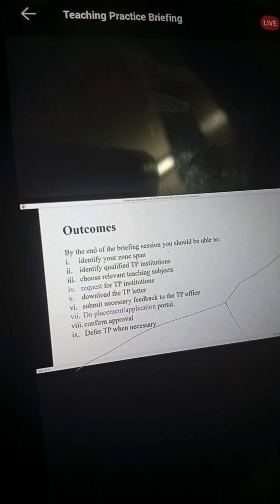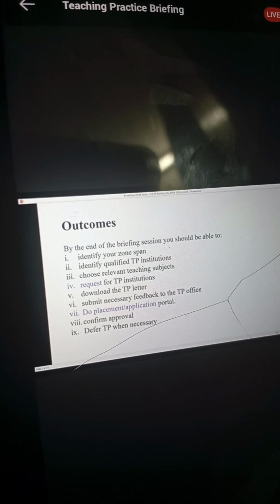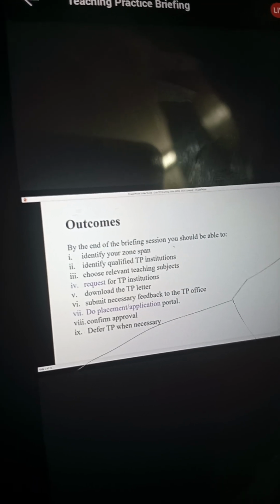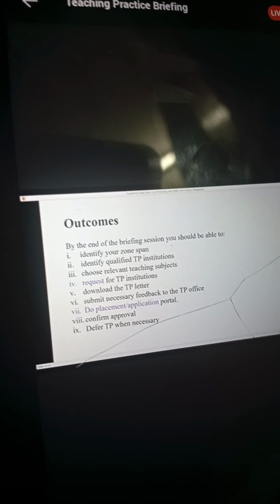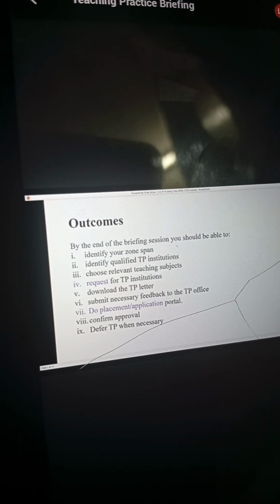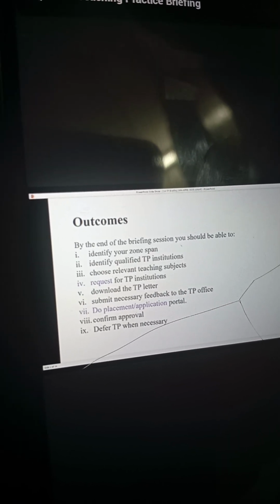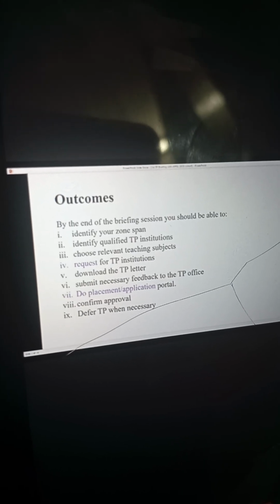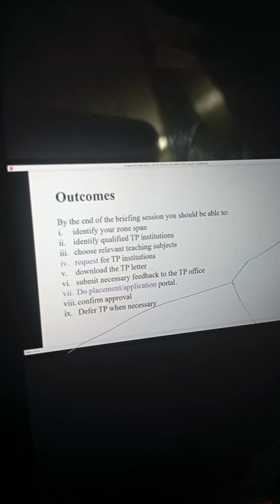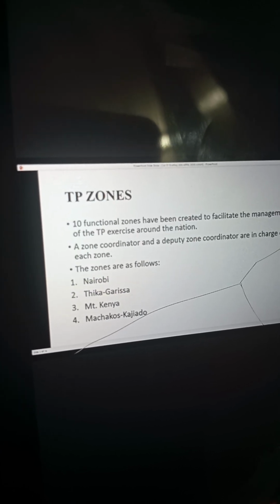Then number 8, confirm approval. How do you confirm that you've been allowed to proceed for TP? It's not automatic. You can be denied. So there is TP approval. Then the last one, which is number 9, how do you defer teaching practice? How do you postpone? Or how do we enforce? It can also come from our end. We tell you you'll not be going for TP because of NDC. Or it can come from you. So how do you do that? So those are the issues.